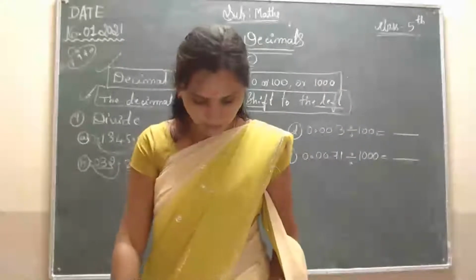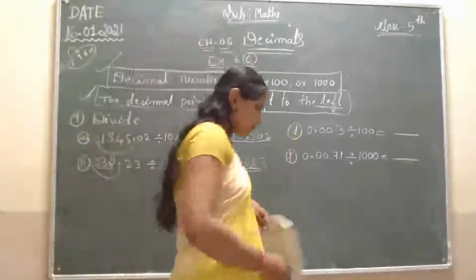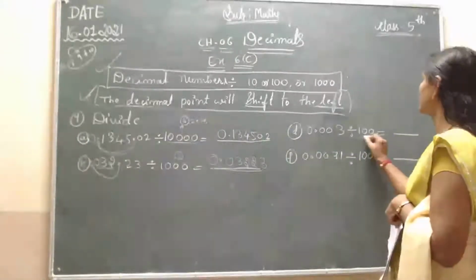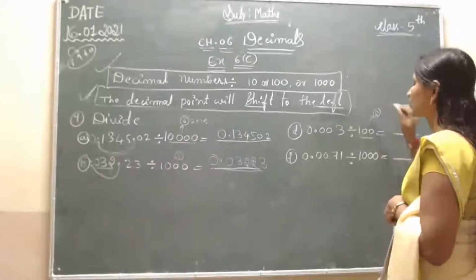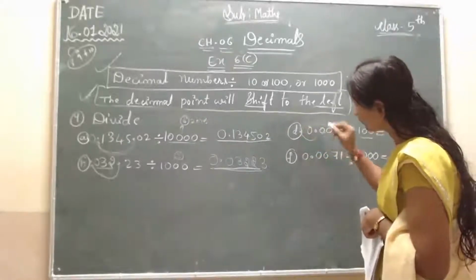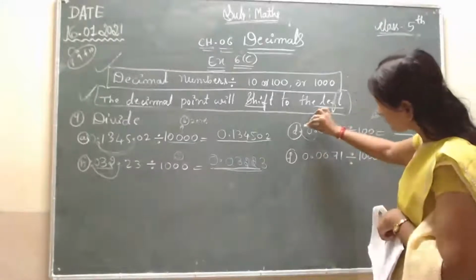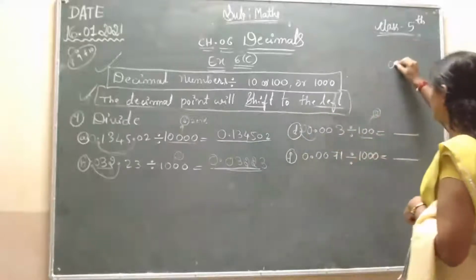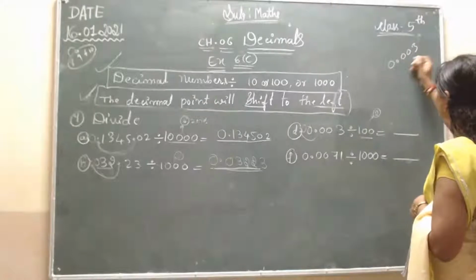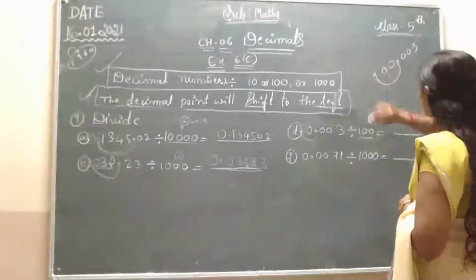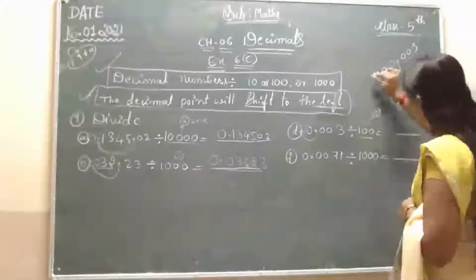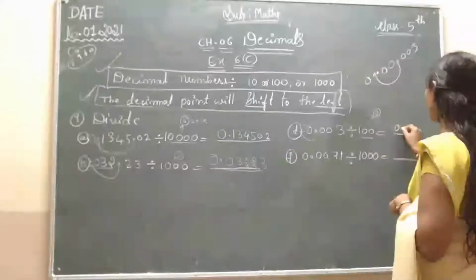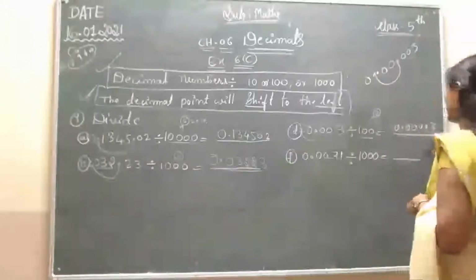You have to apply it in question D. 0.003 divided by 100. How many zeros in 100? 2 zeros. You have to shift the point 2 places, but here only one 0 is given, so you have to take one more zero and write the point here. Here 0.003, where it's not given, you have to take it. After the point, where it is not given, I already told you, you have to write the zeros. So what is the result? 0.00003. So this is the result.